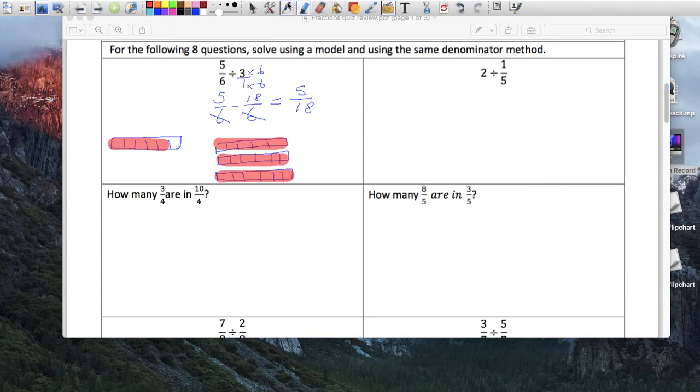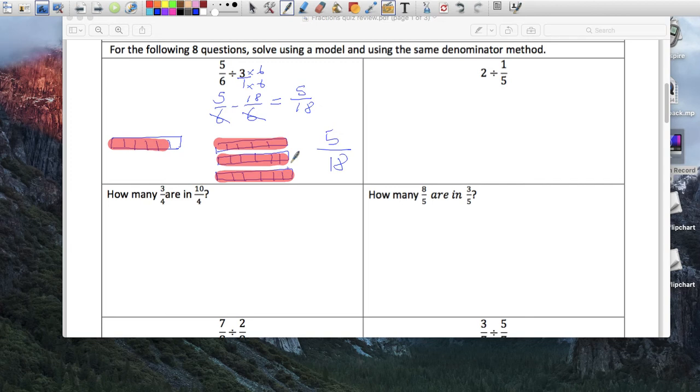So 18 over 6. So how many times can these 18 fit in here? Can't fit all these 18 in here, but I can surely fit 5, right? 5 of these can fit in here, out of how many I was trying to fit in? 18.